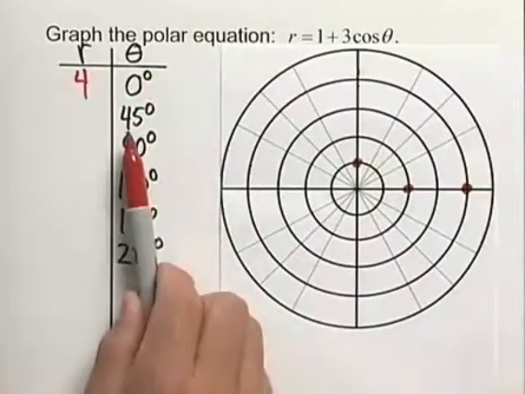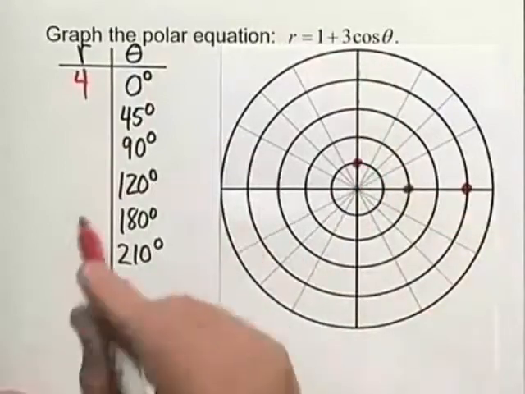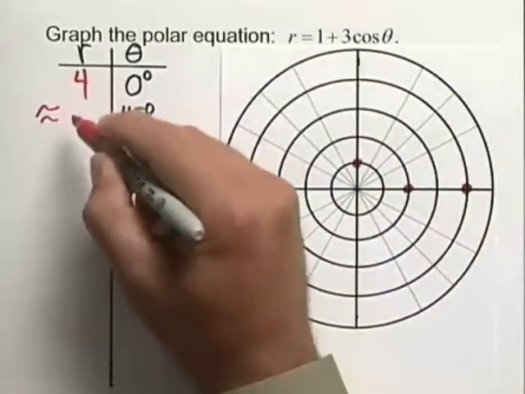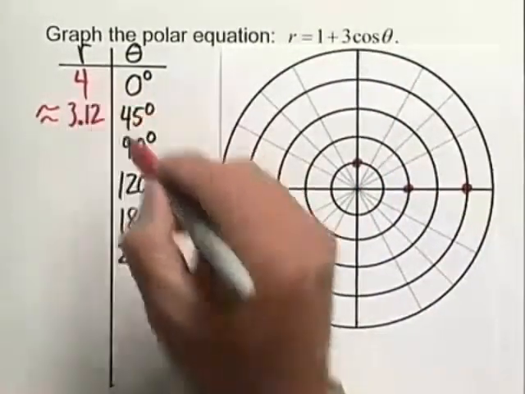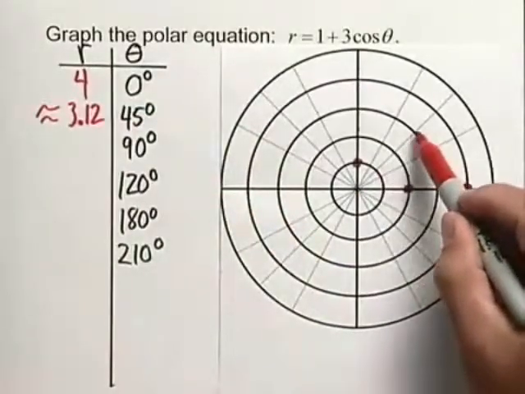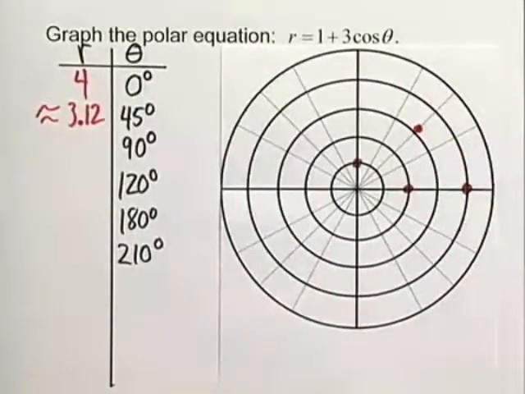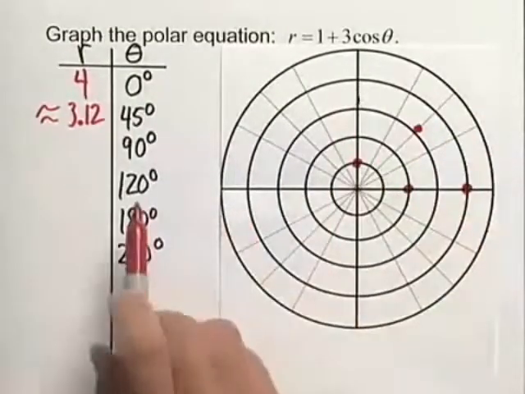All right, now let's plug in 45. 1 plus 3 times the cosine of 45, we're going to get an approximate answer here of about 3.12. So working on the 45-degree angle, we're going to go 1, 2, 3, and just a smidge outside of that for 3.12. Let's work our way over to 90 degrees.